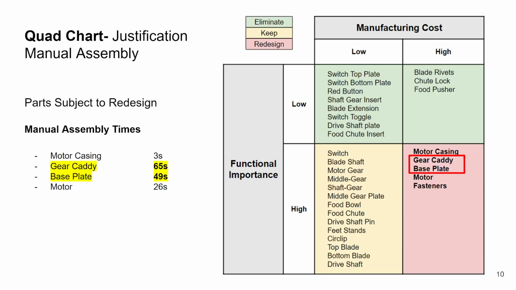Here's our quad chart. Components in green are subject to elimination, components in yellow are to be unchanged, and the components in red are subject to be redesigned in accordance with DFA and DfM guidelines. Because of the long manual assembly times on the gear caddy and base plate, we determined that they would be redesigned with the DFA guidelines, with the gear caddy as a module and the base plate as the platform.